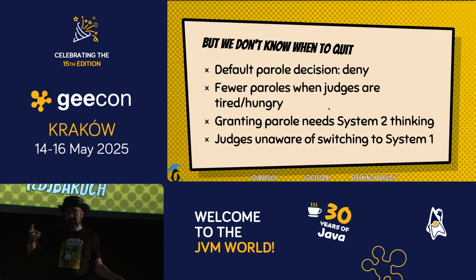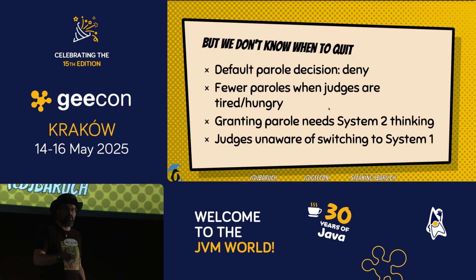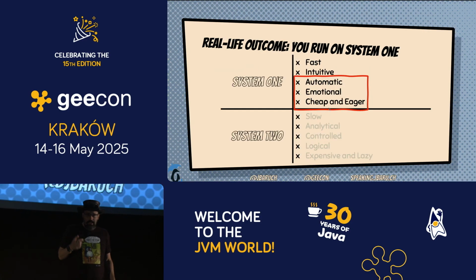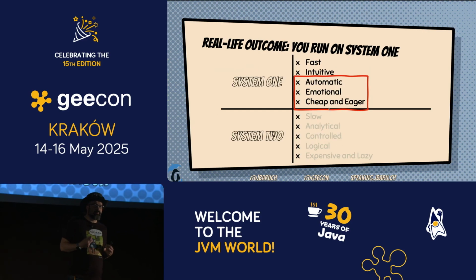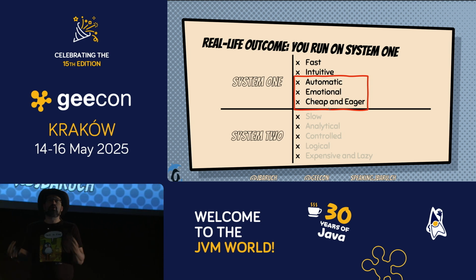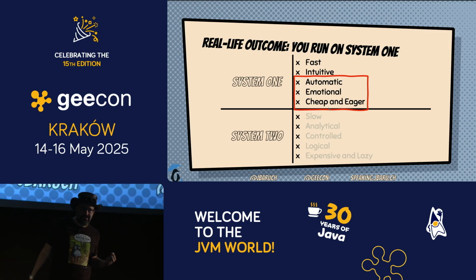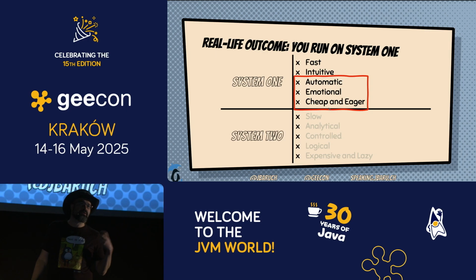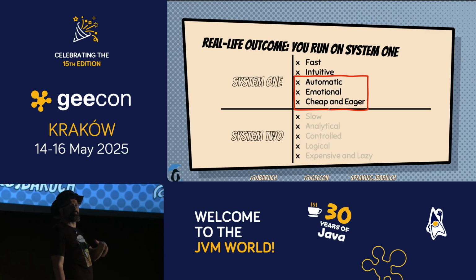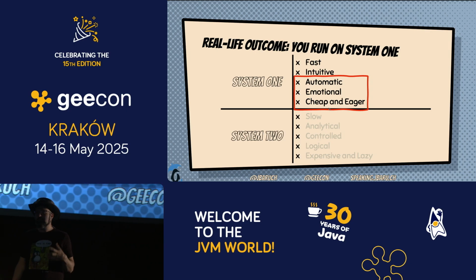But there is a huge lesson to learn here. We really don't know when to stop, even if we really want to do the right thing. Now, when we switch to System 1, people don't go to prison or don't stay in prison, but we're just starting coding on System 1. And we fall back to automatic, emotional, cheap, and eager coding, which means our code won't be as good, won't be as performant, won't be as elegant, won't be as clean.